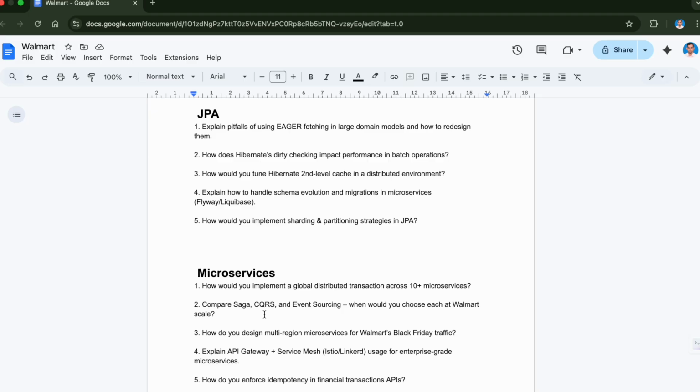In the JPA section, these 5 questions were asked, and the first question is, explain pitfalls of using eager fetching in large domain models and how to redesign them. Question number second is, how does Hibernate dirty checking impact performance in batch operations? Question number third, how would you tune Hibernate second level cache in a distributed environment?